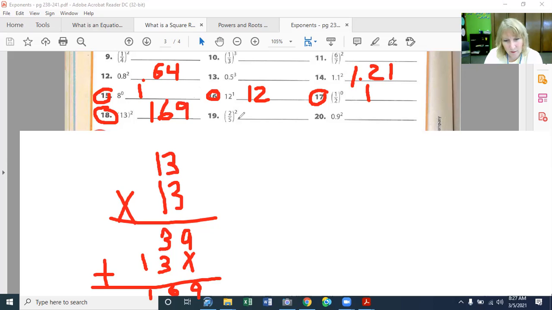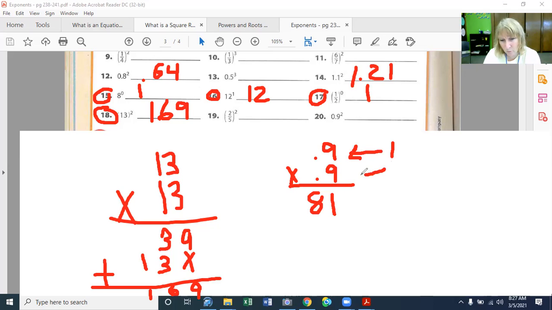169. And then number 20 is 0.9 to the second power. So it's 0.9 times 0.9. 9 times 9 is 81. And how many numbers after the decimal do I have? I have one number after the decimal here, and one number after the decimal here. So 1 plus 1 is 2 numbers after the decimal. So my decimal starts at the end, and I go 2. 1, 2. 0.81. There you go.